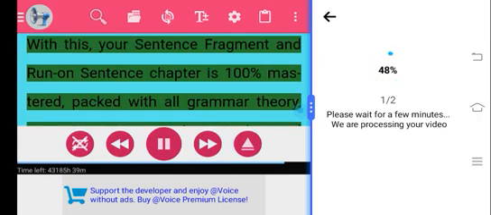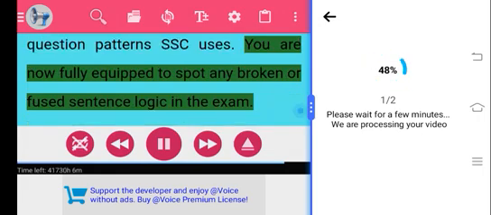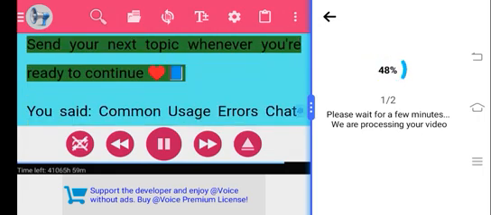With this, your sentence fragment and run-on sentence chapters are 100% mastered, packed with all grammar theory, exam trap types, repair strategies, and question patterns SSC uses. You are now fully equipped to spot any broken or fused sentence logic in the exam. Send your next topic whenever you're ready to continue the Hard Soup book.